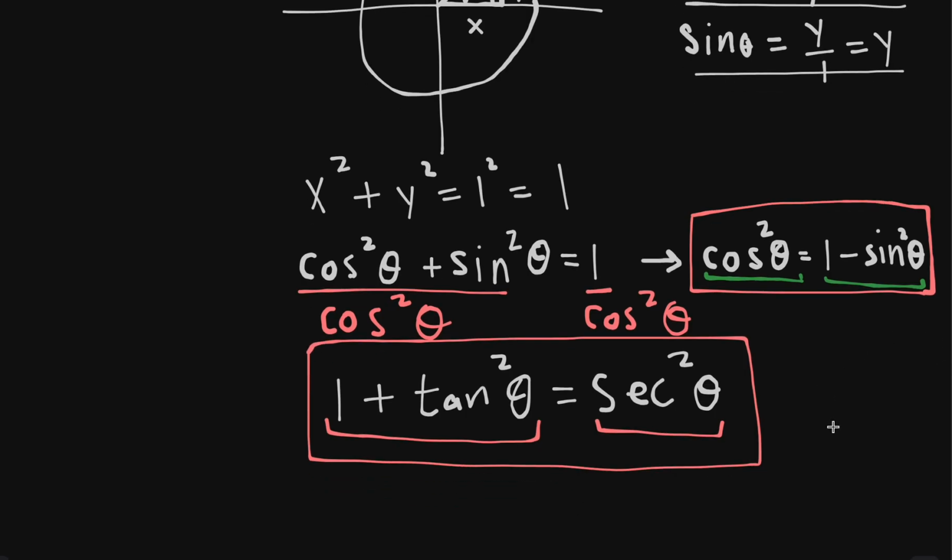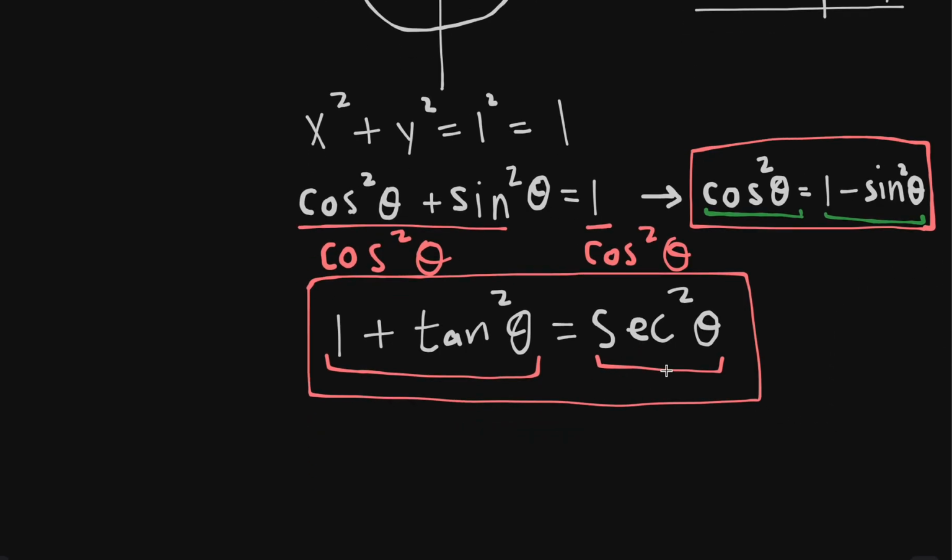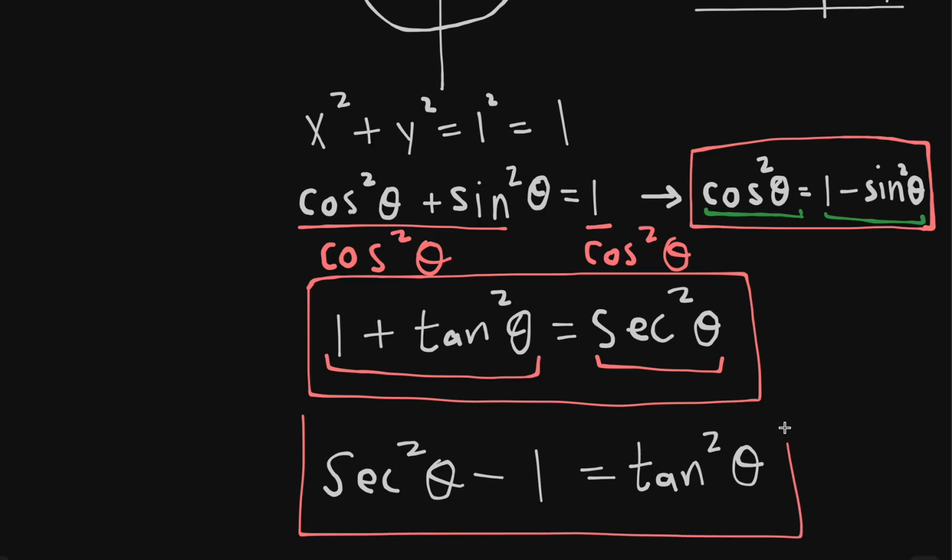And the last one is simply rearranging this one. If we subtract the 1 from both sides, we will get secant squared of theta minus 1 is equal to tangent squared of theta. So these are the 3 identities we're going to use to solve integrals like the one up above. So I'll label this one as 1, this one is 2, this one is 3.